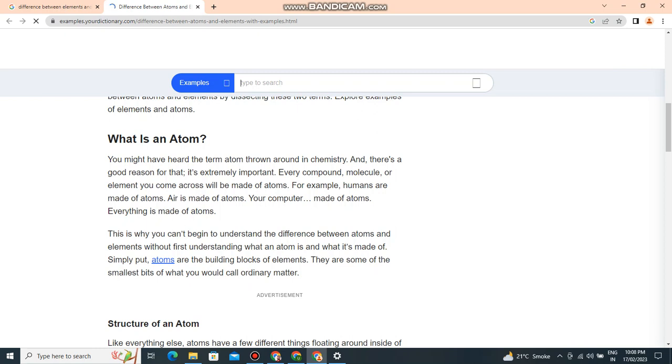What is an atom? You might have heard the term atom thrown around in chemistry, and there is a good reason for that. It's extremely important. Every compound, molecule, or element you come across will be made of atoms. For example, humans are made of atoms, air is made of atoms, your computer is made of atoms, everything is made of atoms.